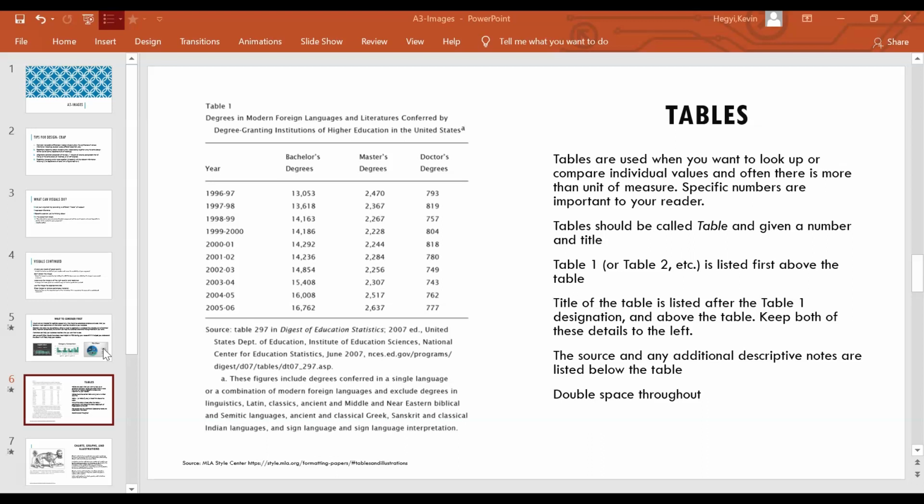So I won't be talking too much over these, but these are just some things you can consider with including visuals. So tables are a good thing. If you want to compare individual values, sometimes specific numbers are very important to your reader, especially depending on what you're working with. So again, feel free to pause this and read through these at a slower pace.